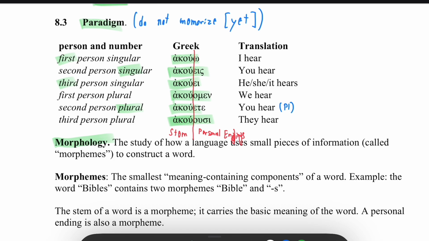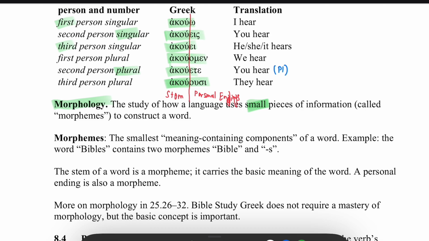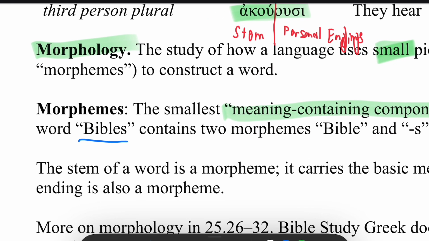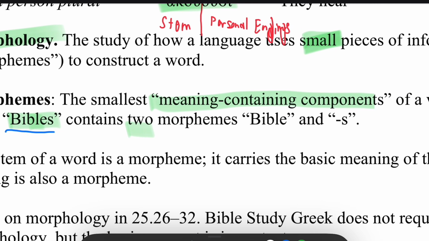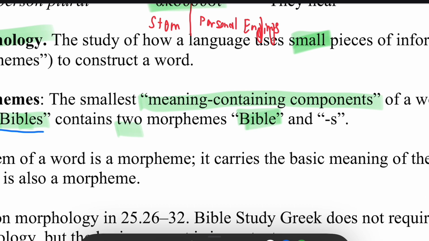This is getting into something called morphology, which we're not going to go in depth on, but morphology is the study of how a language uses small pieces of information called morphemes to construct words. A morpheme is the smallest meaning-containing component of a word. An example in English is the word Bibles. This one word actually contains two morphemes. We have Bible, which tells us what we're talking about, but then we also have the suffix s, which tells me that we're talking about plural Bibles.